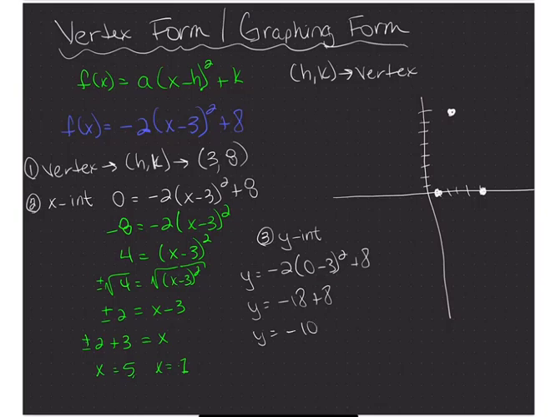So where am I crossing the y-axis? If I had drawn this line a little straighter, it might have helped, huh? At negative 10, right? So 1, 2, 3, 4, 5, 6, 7, 8, 9, 10. So there's my y-intercept.